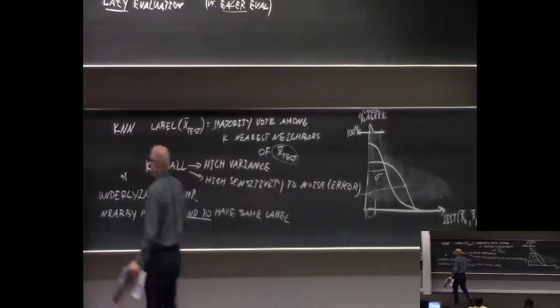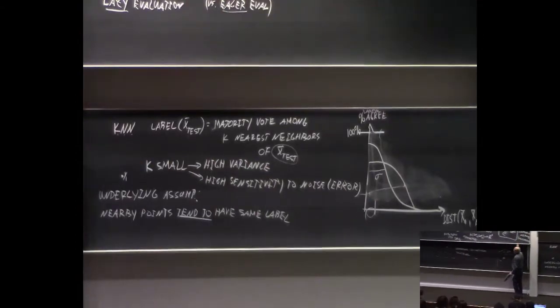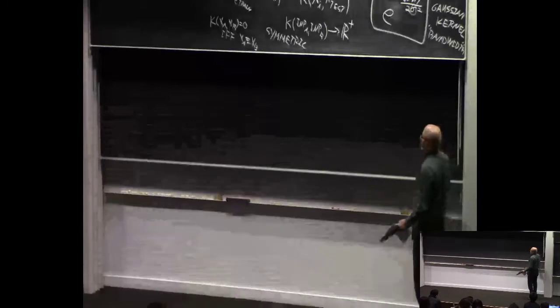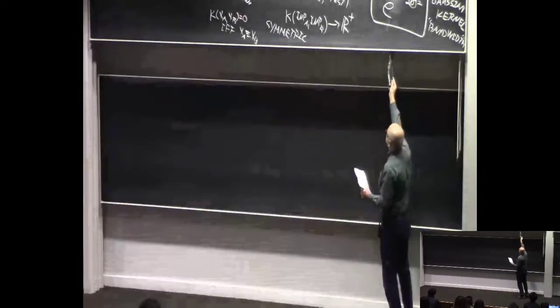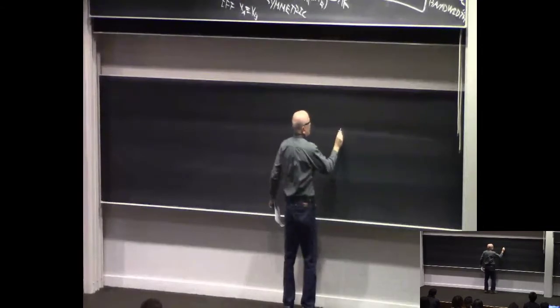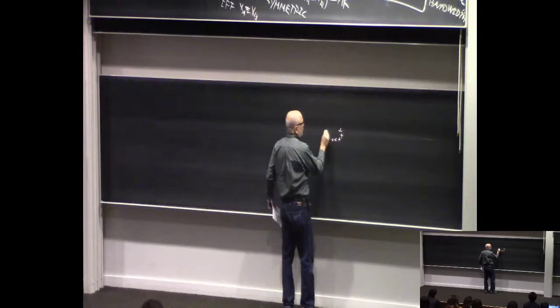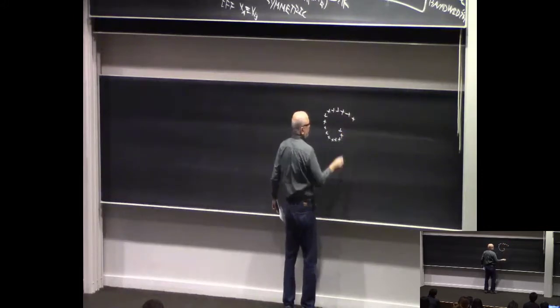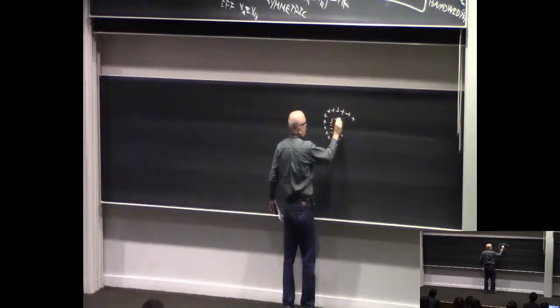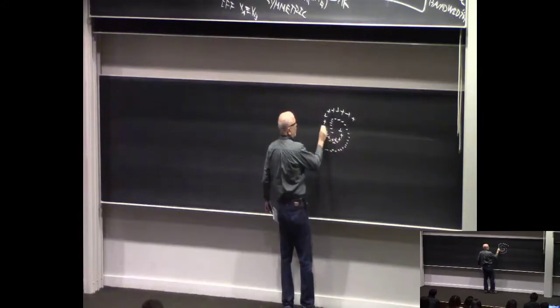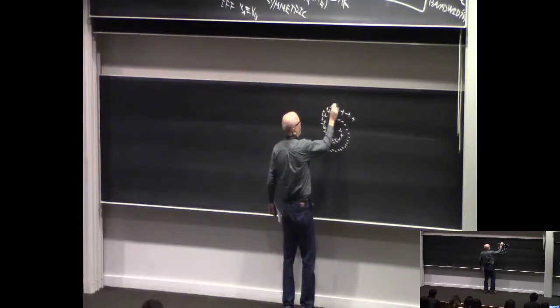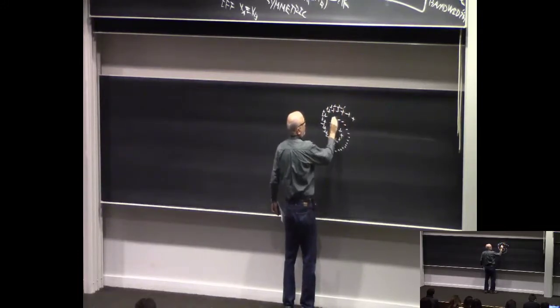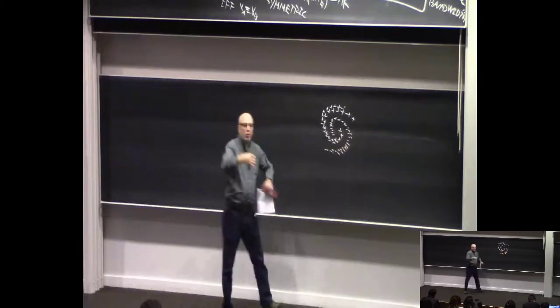Here is a very nice demonstration of how useful this idea of bandwidth and kernels is. This is a classic example that's used a lot in the literature. Suppose your training examples look like this. So these are two spirals, a spiral of positive examples and a spiral of negative examples. I hope you can see my drawing here. Two spirals intertwined.